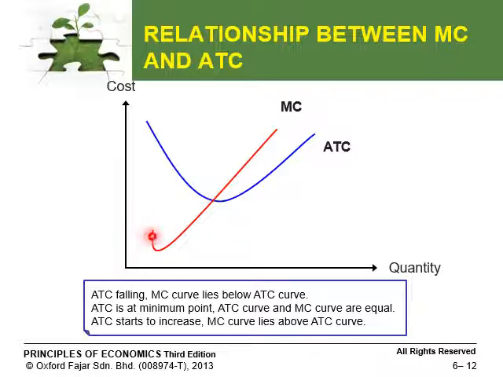So the intersection between the marginal cost curve and the average total cost will happen at the minimum point of the average total cost curve. Whenever we refer to this point of intersection, it shows that this is the point where average total cost is at the lowest level. Okay, the cheapest point ever.